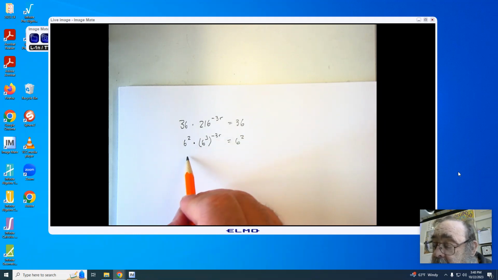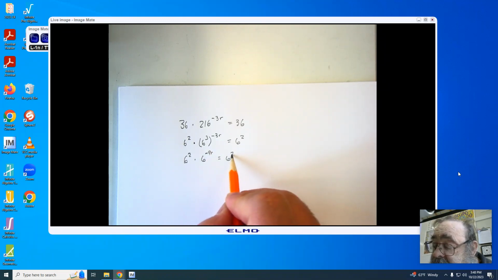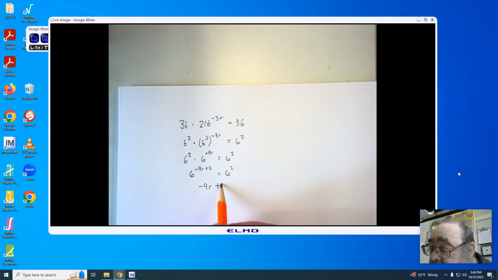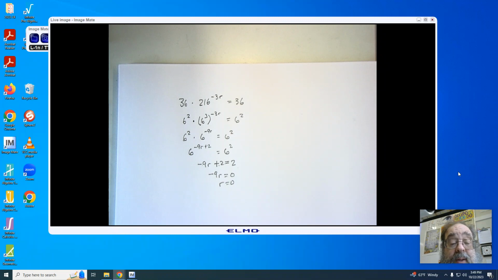I'm now going to multiply using my laws of powers, or properties of powers if you prefer, to get minus 9r equals 6 to the second. This gives me 6 to the minus 9r plus 2 equals 6 to the second power. And therefore, minus 9r plus 2 has to equal 2. Now, we can clearly see that when we subtract 2 from both sides, we get 0. And when we divide, our only possible answer is r equaling 0.